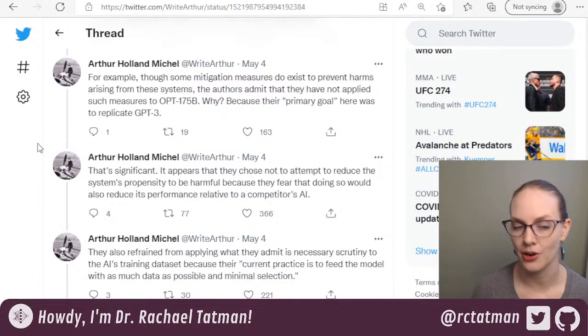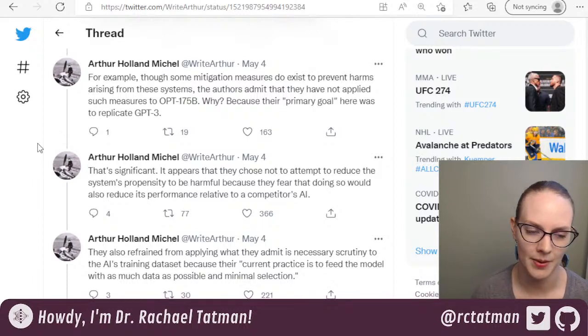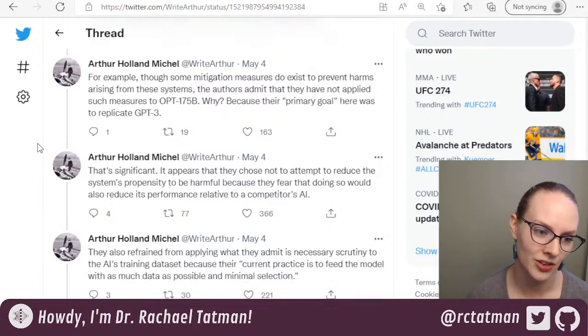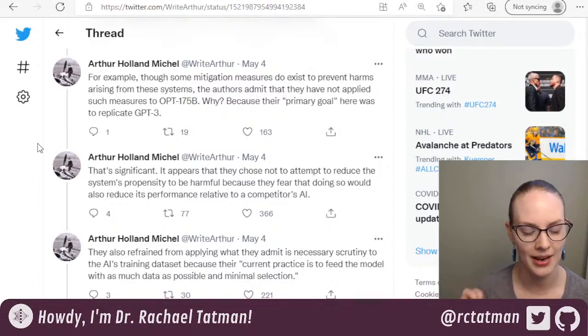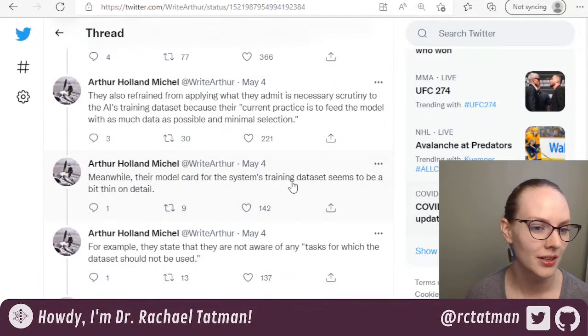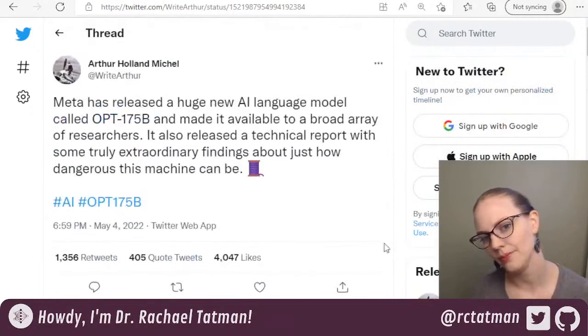Why? Because their primary goal here was to replicate GPT-3. That's significant. It shows they attempt not to reduce the system's propensity to be harmful because they fear that doing so would also reduce its performance relative to a competitor's AI. They also refrained from applying what they admit is necessary scrutiny to the AI's training data set because their current practice is to feed the model with as much data set as possible and minimal selection. And then it talks more in depth about the model card.